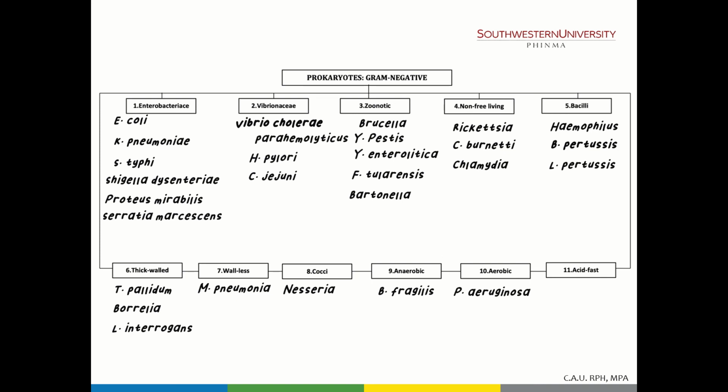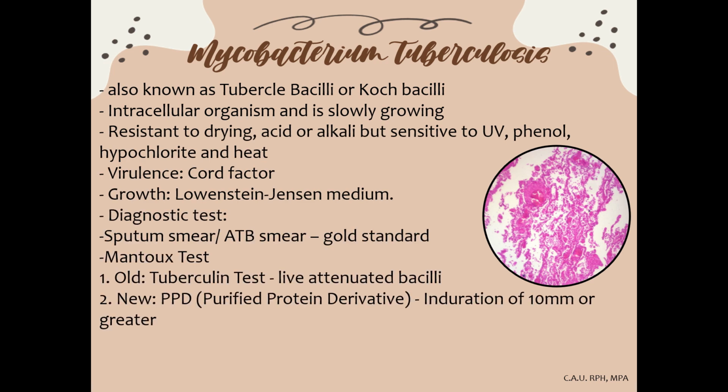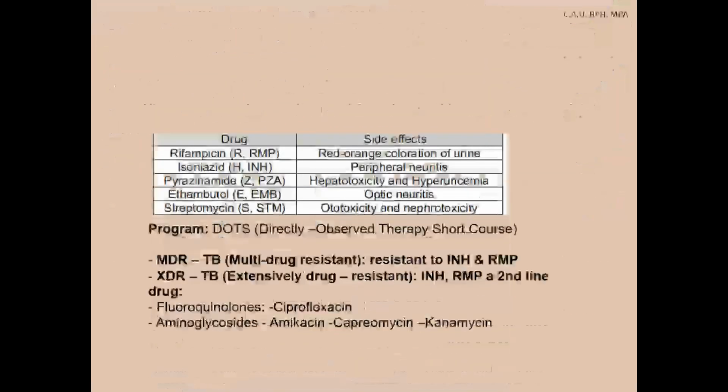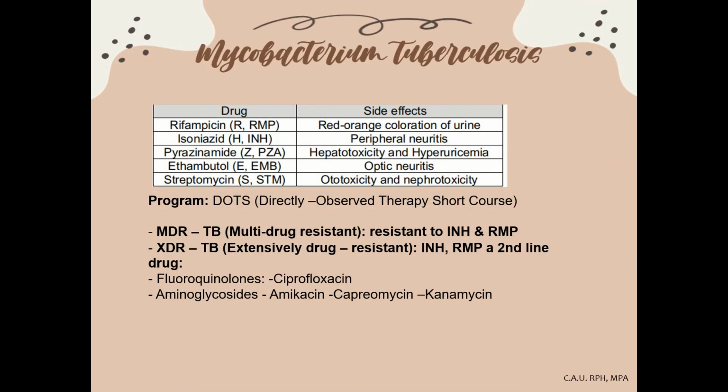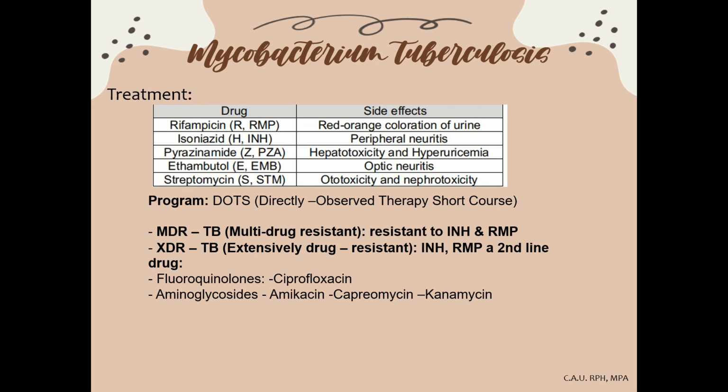The next group uses an acid-alcohol stain. An example of this is Mycobacterium tuberculosis. Mycobacterium tuberculosis is the causative agent of tuberculosis. It is normally found in the lungs and can be diagnosed by sputum smear. The treatment for this bacteria is RIPE, or rifampicin, isoniazid, pyrazinamide, ethambutol, and streptomycin.